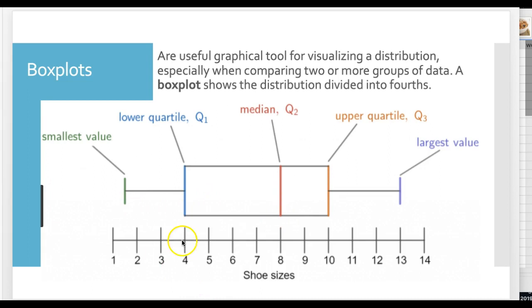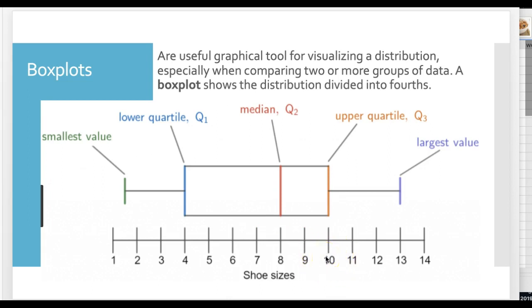The first edge, the first wall of this box, is located at the first quartile. So the first quartile is at 4. That's where we draw this line here, the first edge of the box. What this quartile is saying is that 25% of the shoe sizes are below 4, and the other 75% are above 4. So we draw this line over here, and we draw this line over here until we stop at the third quartile. The third quartile for this example is 10.